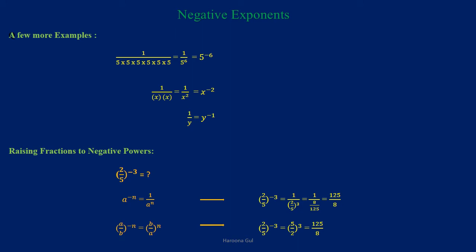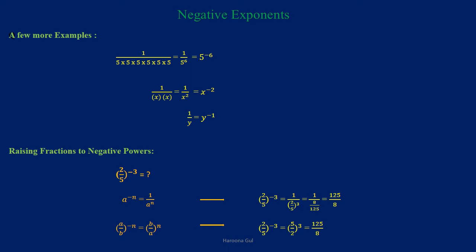Let us look at a couple more examples of negative exponents. For example, if we have an expression 1 over 5 times 5 times 5 times 5 times 5 times 5, we can write it as 1 over 5 raised to the power 6, which is equal to 5 raised to the power minus 6. Similarly, if we have 1 over x into x, we can rewrite it as 1 over x squared, and it can also be rewritten as x raised to the power minus 2. 1 over y is equal to y raised to the power minus 1.